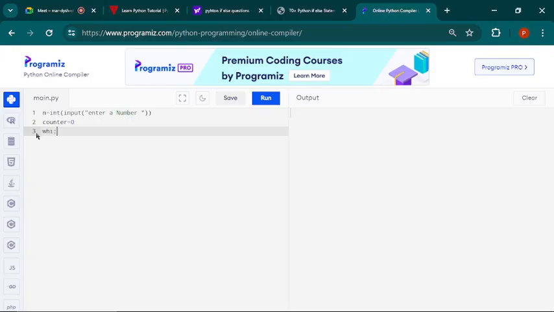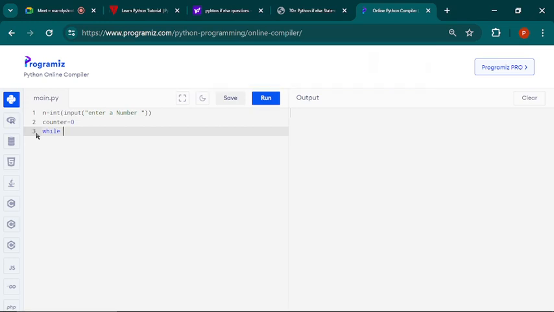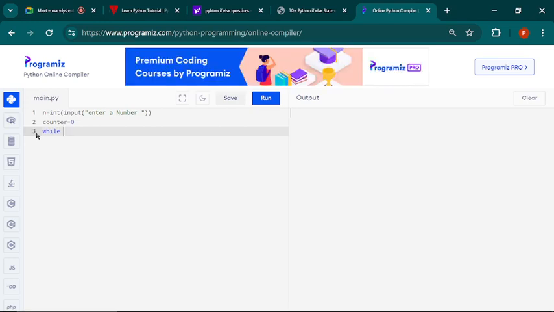We will write while, then what is the condition? The condition was until the number is greater than 0, meaning it has not become 0 or less than 0, you have to perform the same task, meaning divide by 10. So until the number is greater than 0, we have to perform a task: we have to make n equals n divided by 10, and we have to increase the counter by 1.